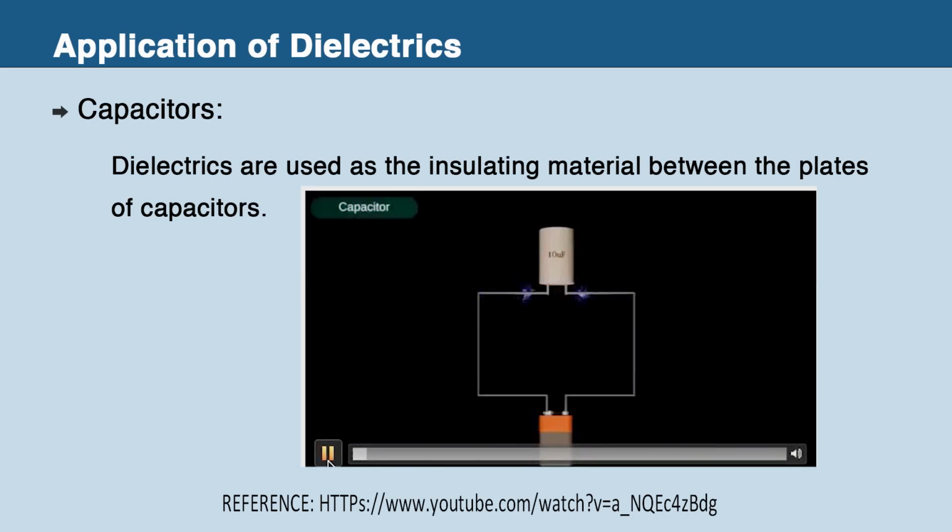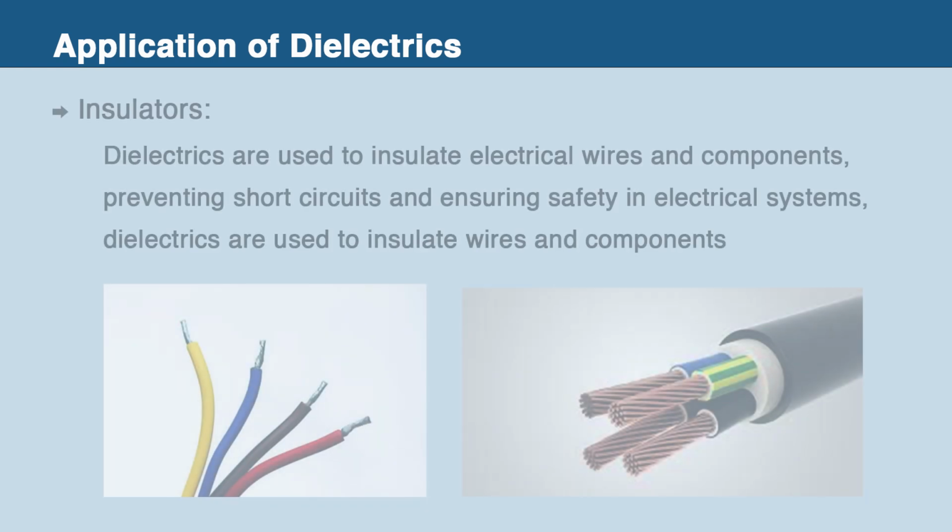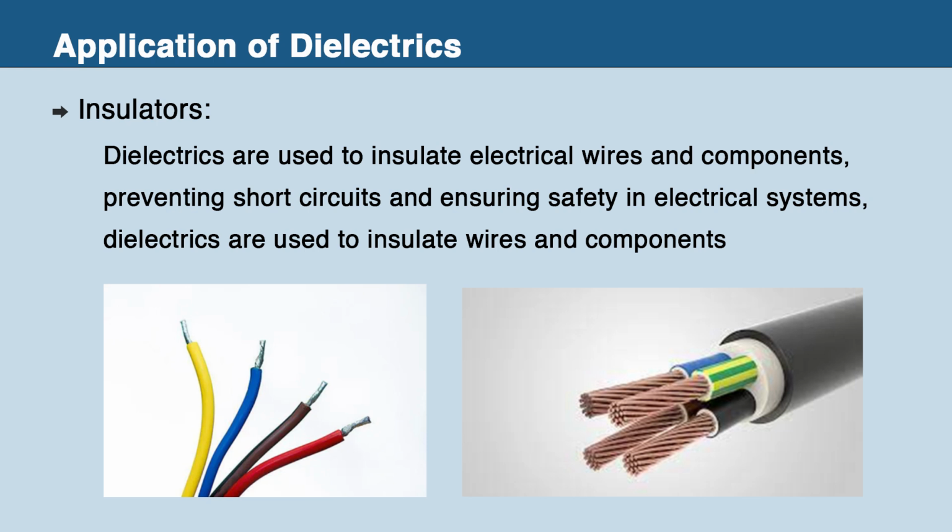There are different applications of dielectrics. Capacitors: dielectrics are used as the insulating material between the plates of a capacitor. Insulators: dielectrics are used to insulate electrical wires and components, preventing short circuits and ensuring safety in electrical systems. Materials like rubber, plastic and ceramic are commonly used dielectrics for insulation purposes.